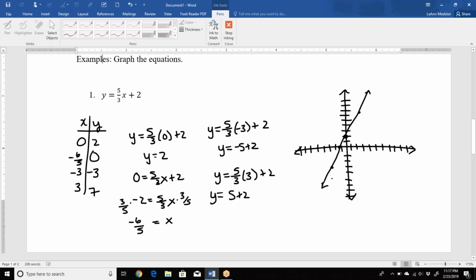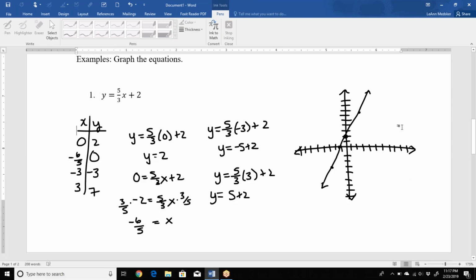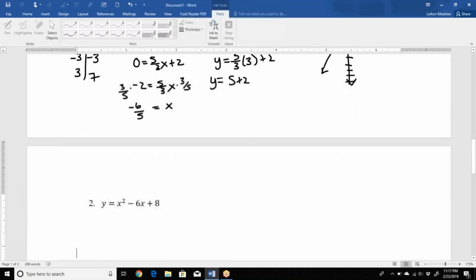So the reason we put the arrows on the end of the line is because we're trying to let you remember that this is an infinite set of solutions. It does go on forever. We could continue coming up with more ordered pairs that work.